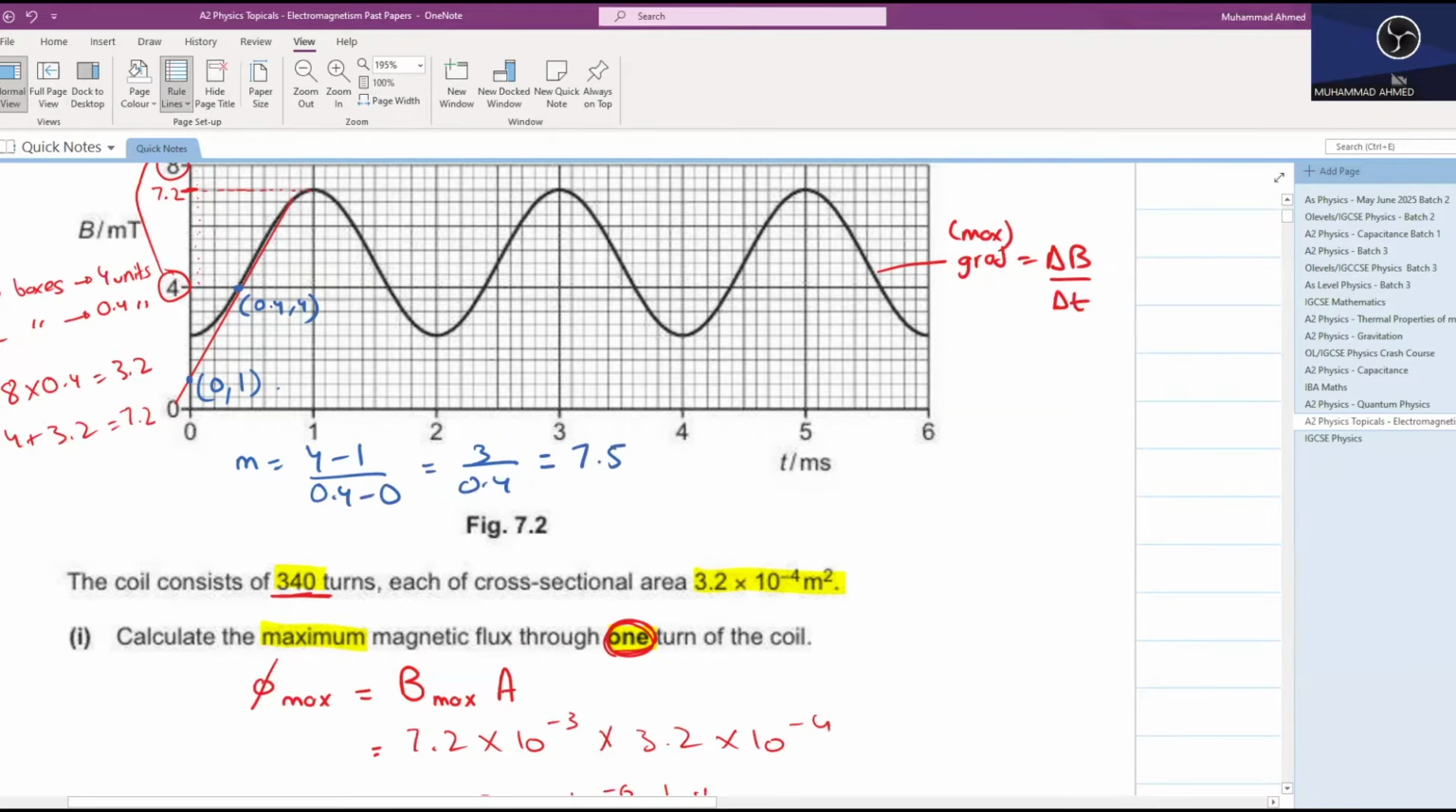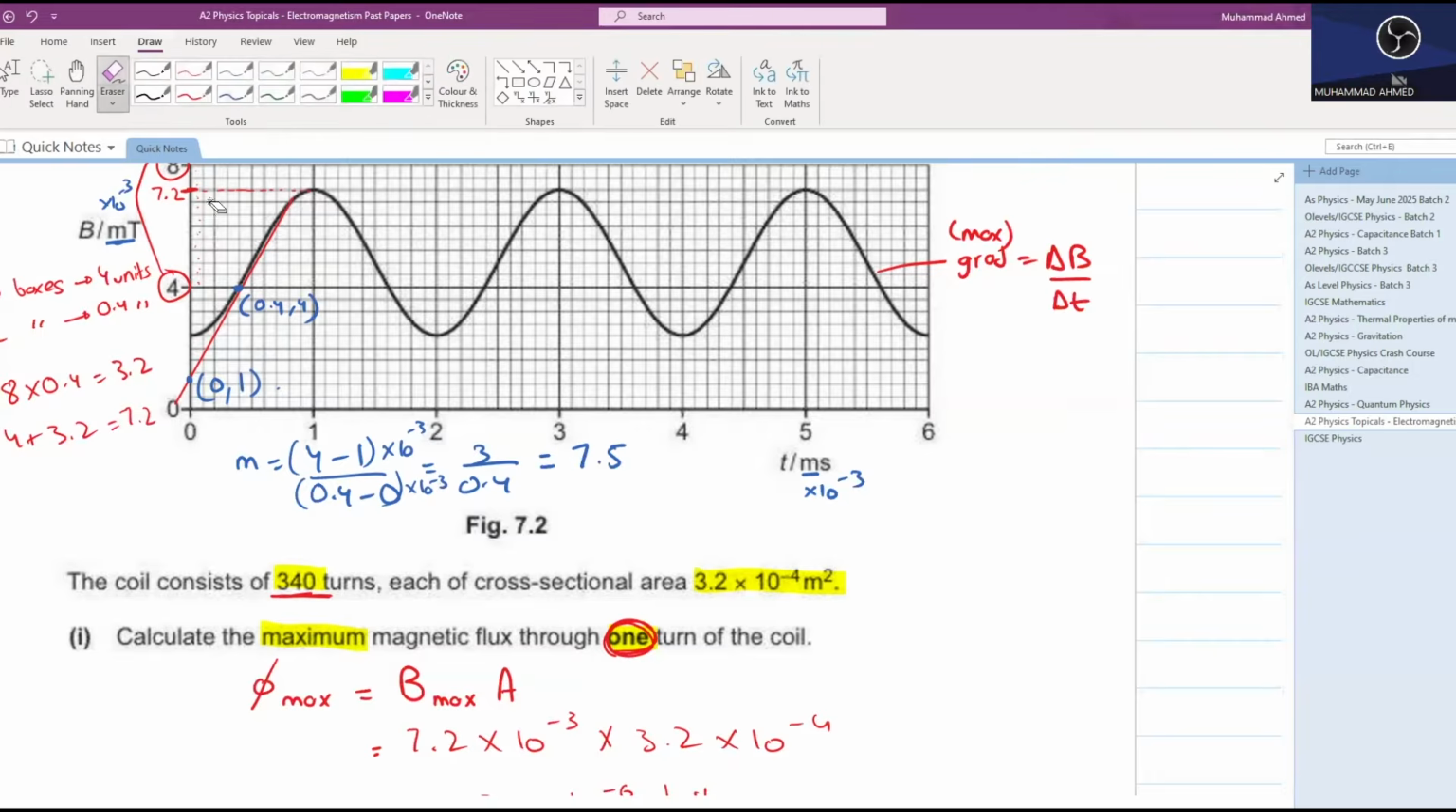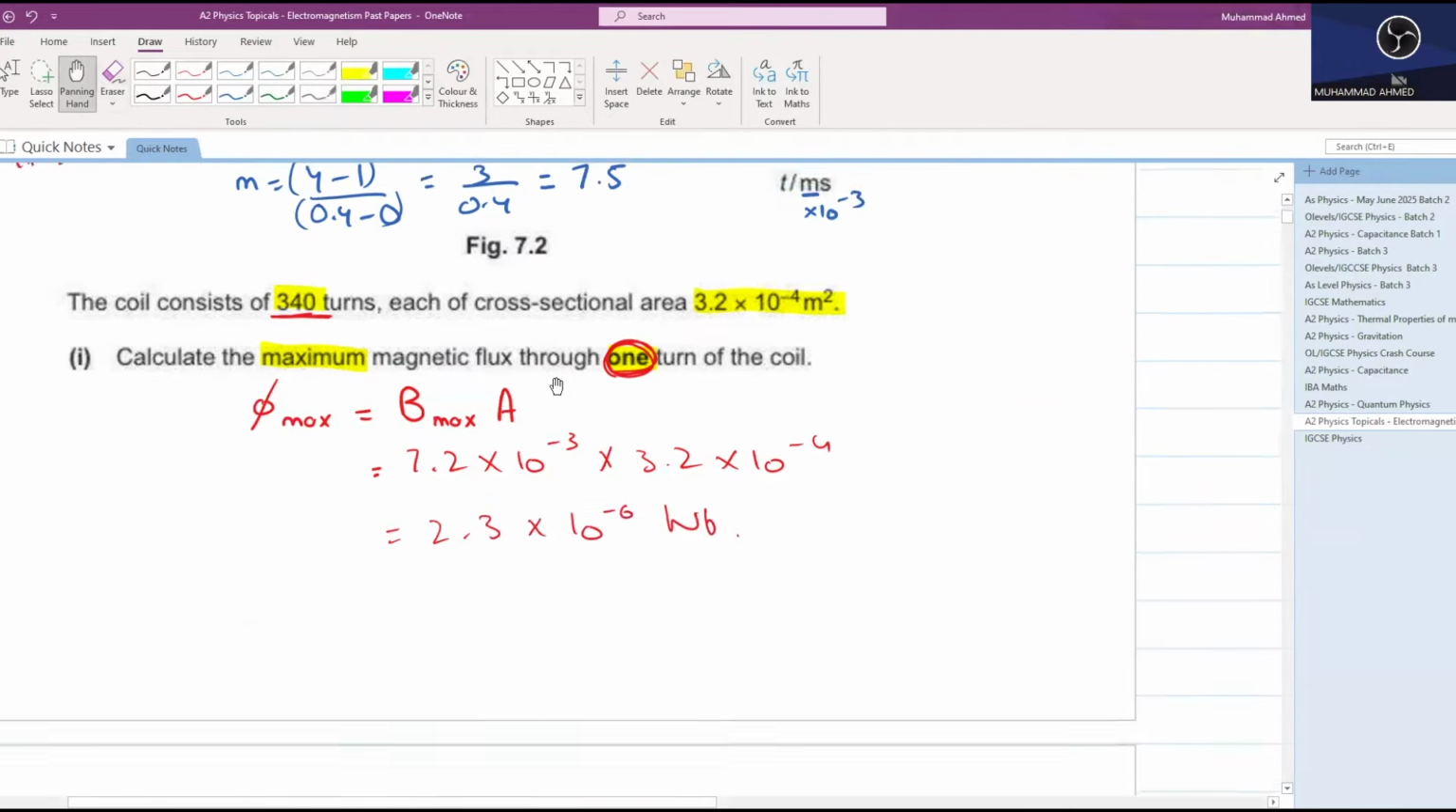Now you might have noticed that I haven't taken the units of the axes. Both axes are in milli, 10 raised to the power of minus 3 and 10 raised to the power of minus 3, so both of them will cancel out. So I haven't put the units here. So let's further move ahead. Your gradient comes out to be 7.5. This is the maximum value of gradient.